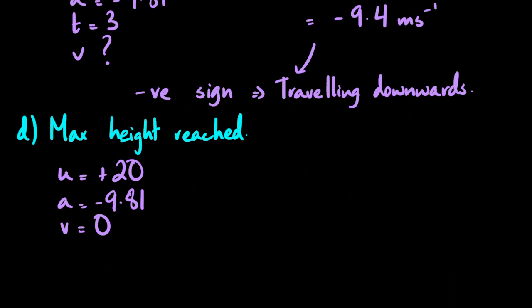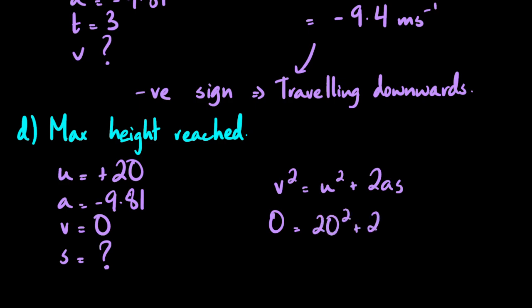So v is 0 and I need to find the maximum height, so I really need s. This time I'll be using v squared equals u squared plus 2as, keeping in mind the variables that I have: I had u, a and v and wanted to find s. This equation of motion involves all those four. So v is 0, u is 20 squared, 2 times negative 9.81 and then s. So s turns out to be positive 20 meters. This is the maximum height above the ground it has.